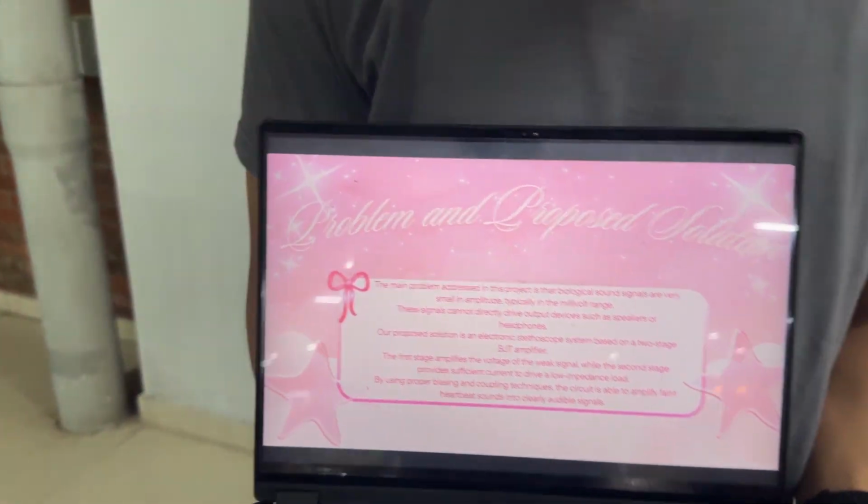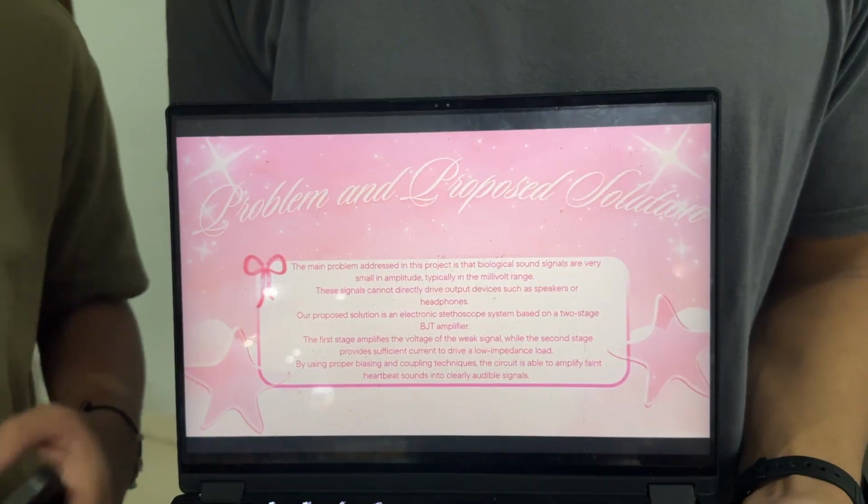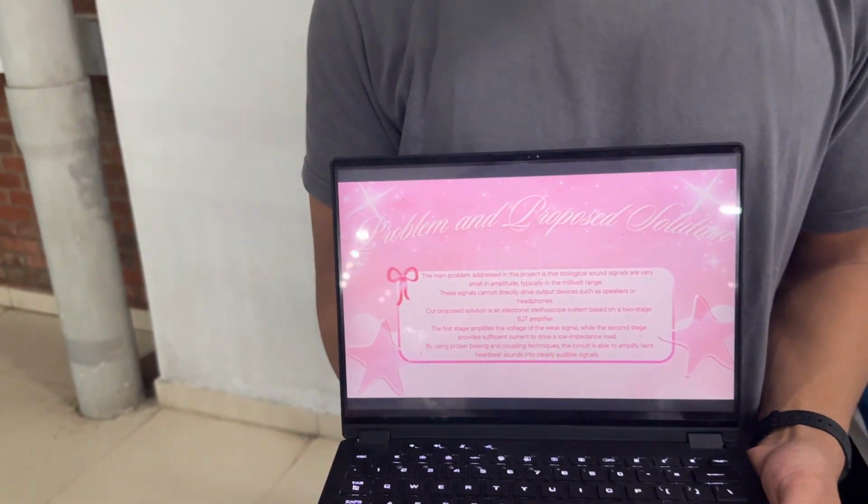For the next slide, the problem and proposed solution that we provide for this project. The main problem addressed in this project is that biological sound signals are very small in amplitude, typically in the millivolt range. For the proposed solution, the first stage amplifies the voltage of the weak signals, while the second stage provides sufficient current to drive a low impedance load by using proper biasing and coupling techniques.